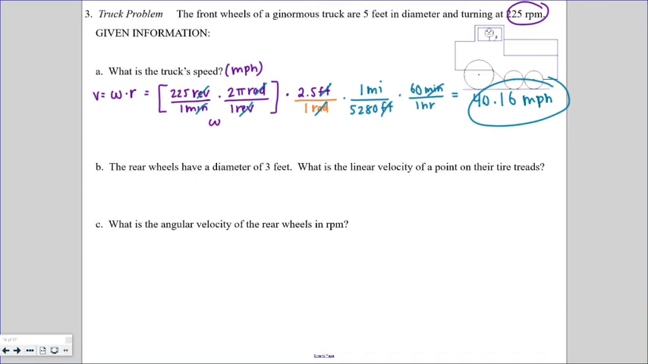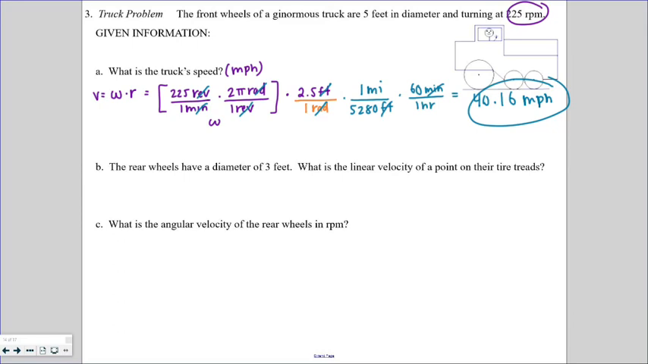Okay. Save that decimal, all right? Because we're going to come back to that, like the long decimal, 0.162400608. I'm going to use that in part C, but let's talk about part B really quickly. The rear wheels have a diameter of 3 feet. What is the linear velocity on a point on the treads?